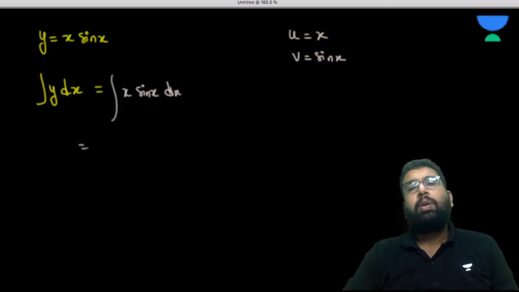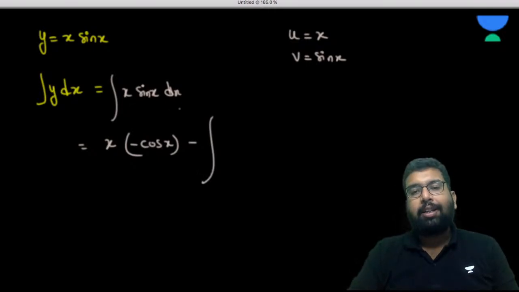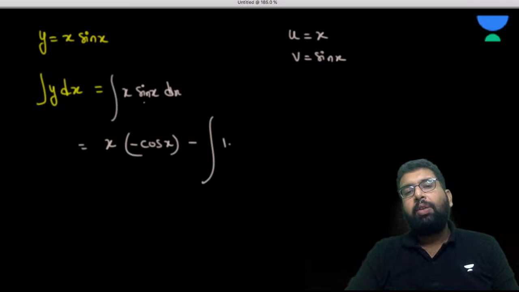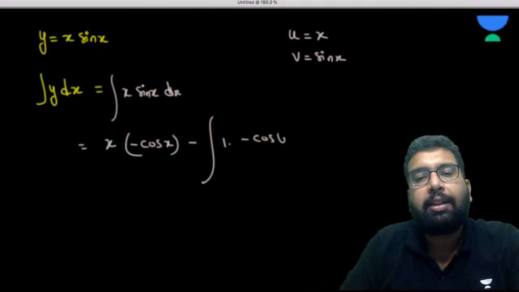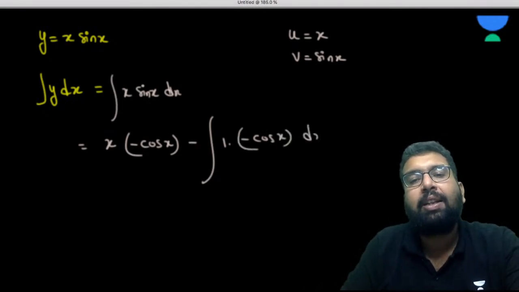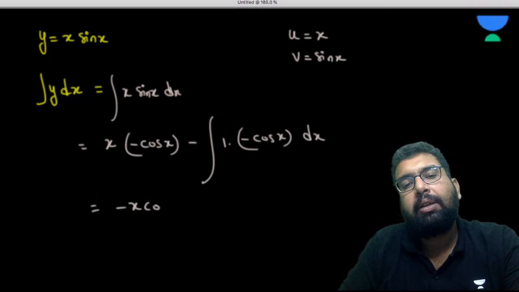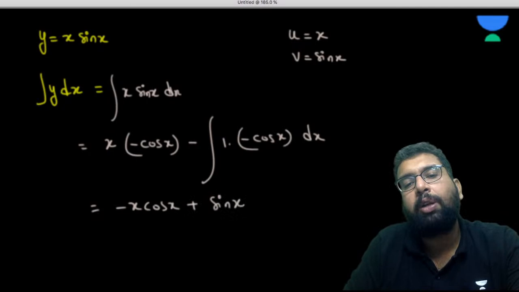Now in this case, what do you got to do? u is x, so you will be writing u here. Then you will be integrating this sine x. When you integrate sine x, you are going to get minus cos x, minus integration. Now you are going to differentiate this u. When you differentiate x, it will become 1. And then when you integrate sine x, it is minus cos x dx. Now simply you can write minus x cos x, and this is going to be minus minus plus integration of cos x, which is going to be sin x.